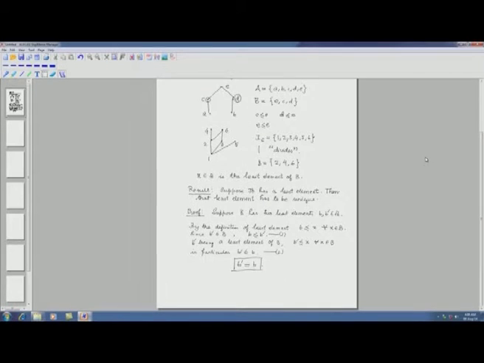This proves that we cannot have more than one distinct least element. Now, this same argument is going to work for greatest elements that we are going to define shortly. So, I will not be doing that proof again, but the argument is going to be the same. So, we have talked about least elements.